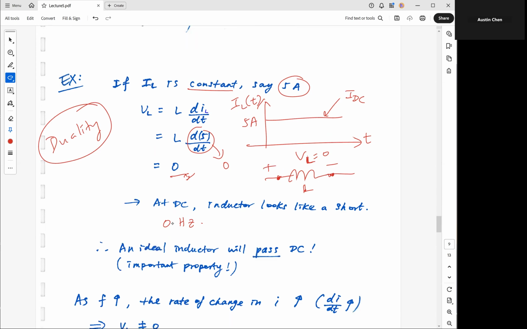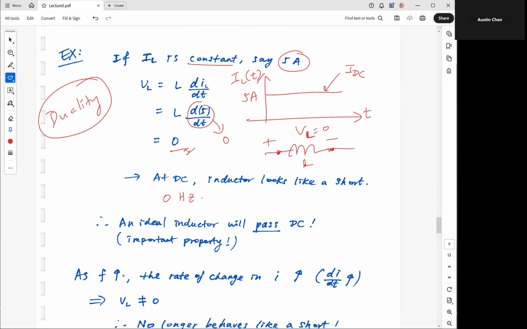However, at high frequency, as frequency goes up, the rate of change in the current also goes up. I can see this by looking at the rate of change, di over dt, because I is the subject here. I want to look at how fast this current is changing with respect to time, versus time. The faster it's going up and down, the higher the frequency, and therefore the higher the rate of change.